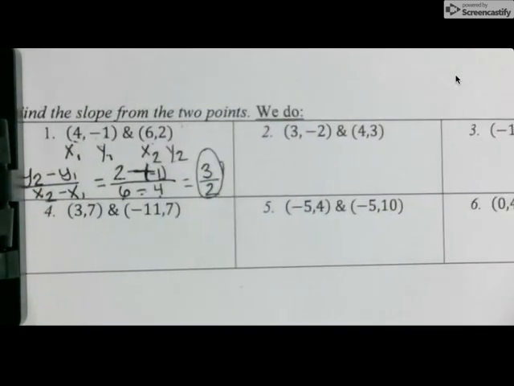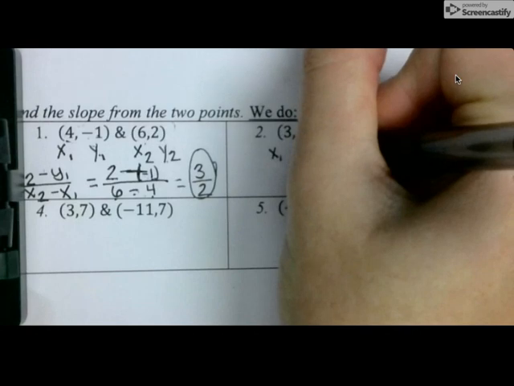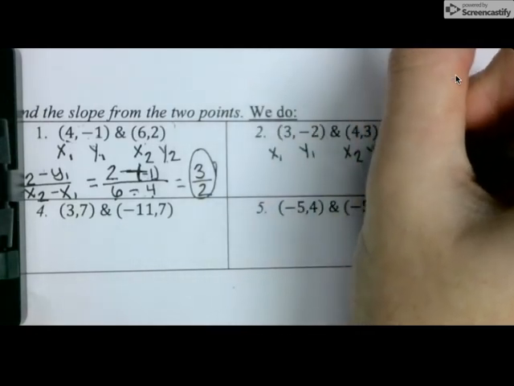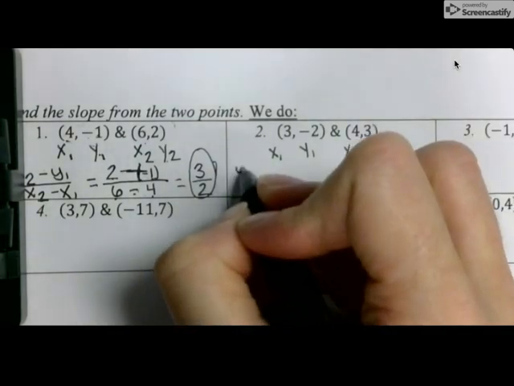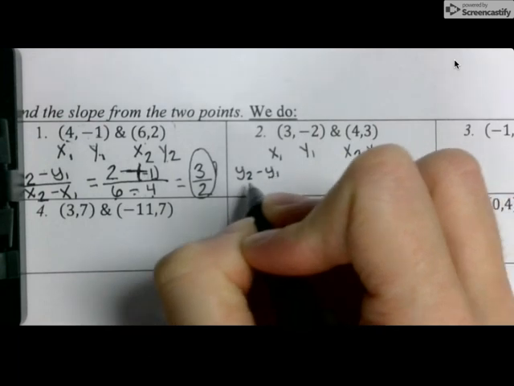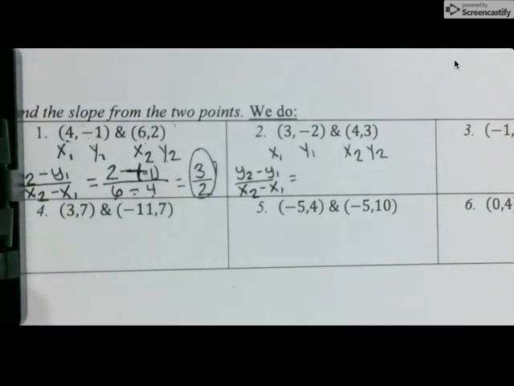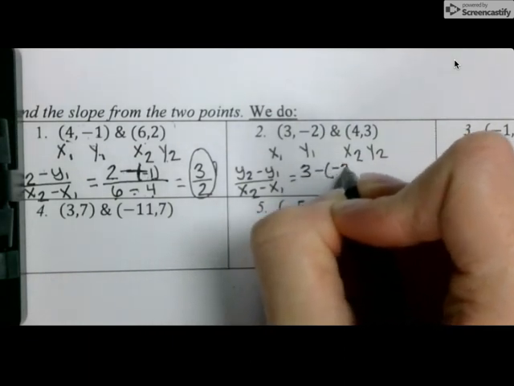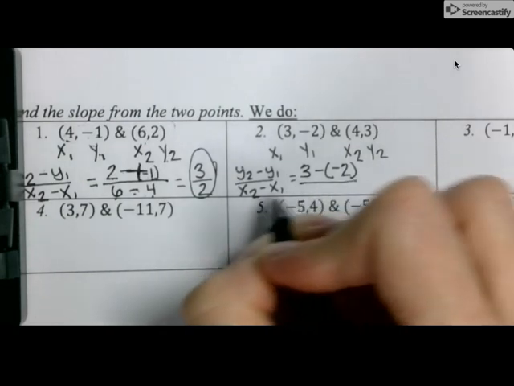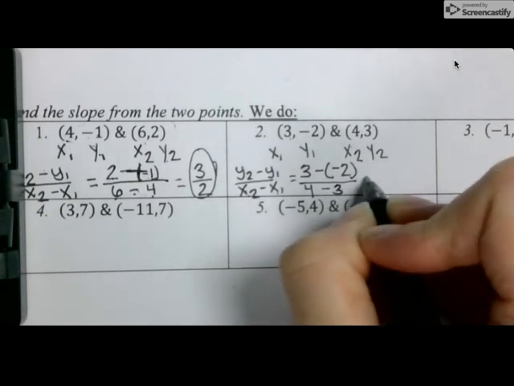Okay, so same thing here. Label it x1, y1, x2, y2. Then I have y2 minus y1 over x2 minus x1. The number that goes with the y2 is 3. The number that goes with the y1 is negative 2. The number that goes with x2 is 4. The number that goes with x1 is 3.